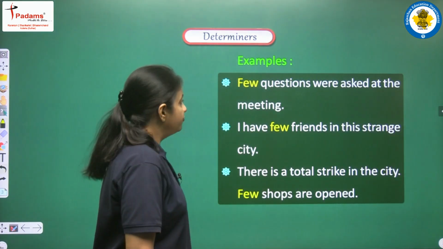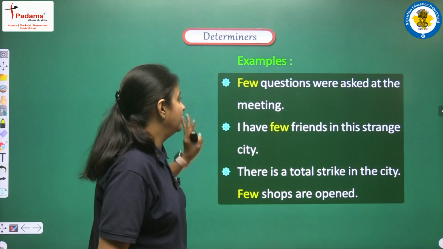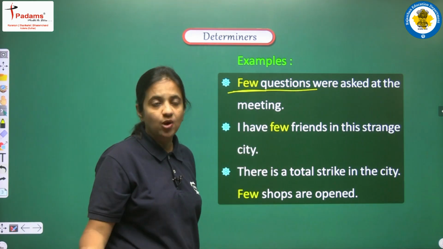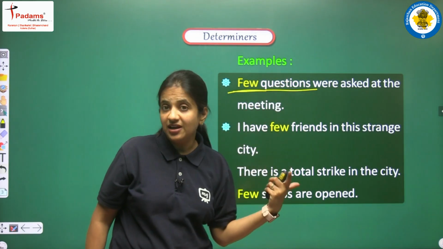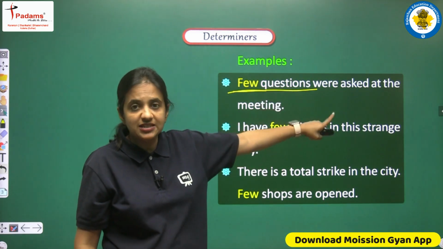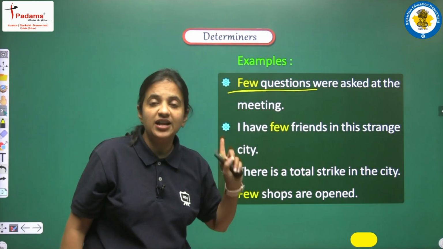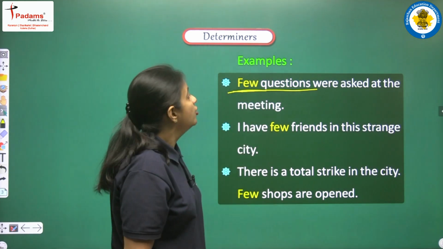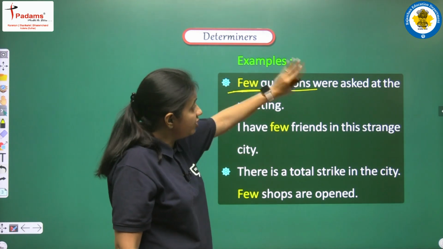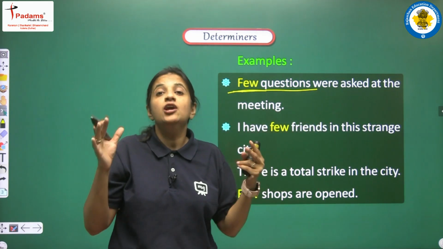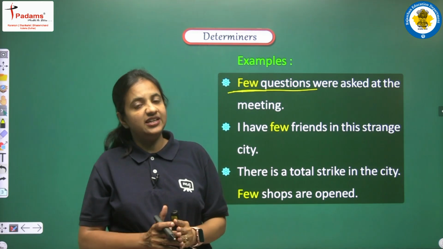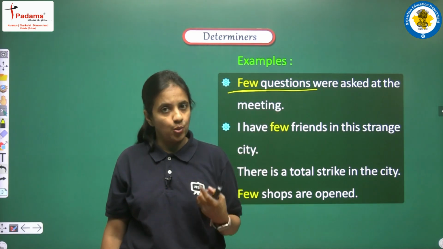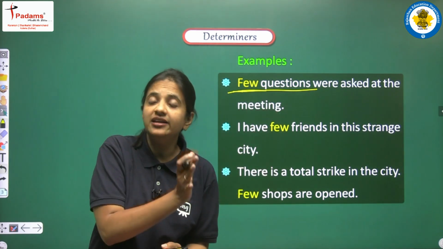Let's read. Few questions were asked at the meeting. Here in this sentence we have few. We all know that question is a noun, and question is a countable noun, and here we have the plural form of this noun. So here we have a plural and countable noun. When we use few here, with the help of few we are saying that in the meeting few questions were asked. It means the questions asked were so few that we can say it was in the negative form. So we can say that few is one of the negative words, and it gives a negative meaning to the sentence.